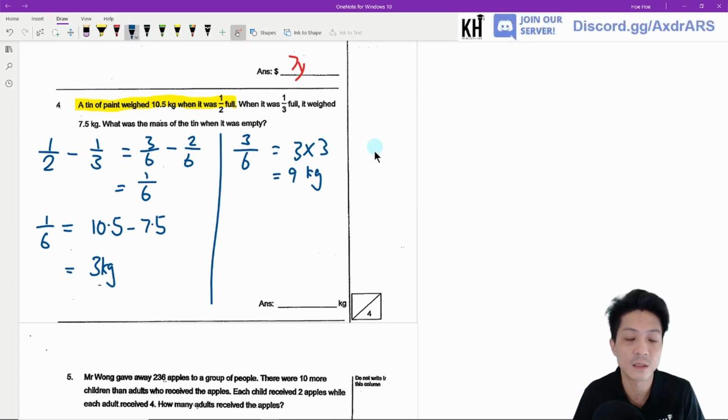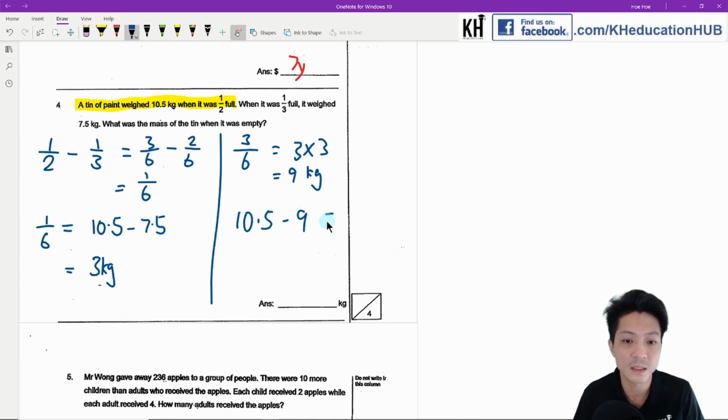Which means that the mass of the tin when it is empty will be 10.5 minus 9, which is equal to 1.5 kg.